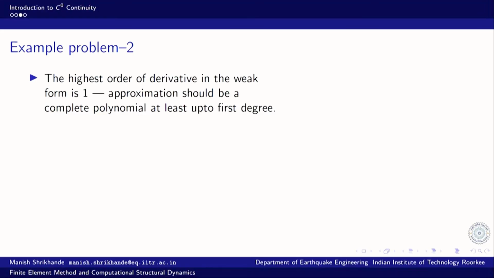of approximation phi, is guaranteed. So, the highest order of derivative in the weak form is 1, and that implies that the approximation should be a complete polynomial at least up to first degree. So, this first order derivative should exist, and the only way it can exist is that the approximation should have at least a linear term, only then the first derivative will have some value.